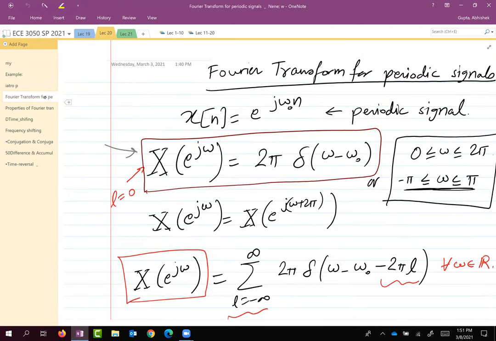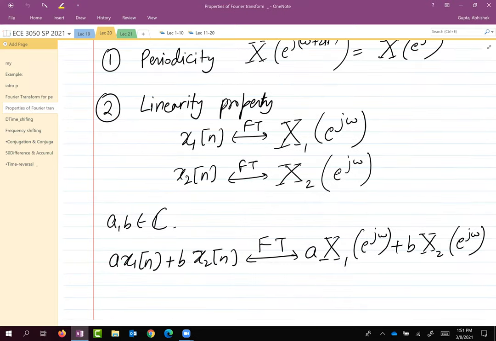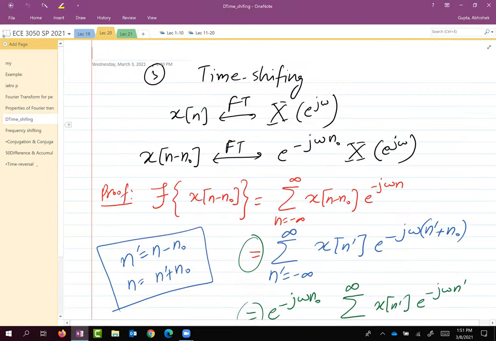We looked at several properties of Fourier transform. Periodicity, linearity. If you take a linear combination of two signals, then the Fourier transform is also the linear combination of the two Fourier transforms. We talked about time shifting. If you want to take the Fourier transform of x of n minus n naught, you will have e raised to minus j omega n naught multiplied by the Fourier transform.